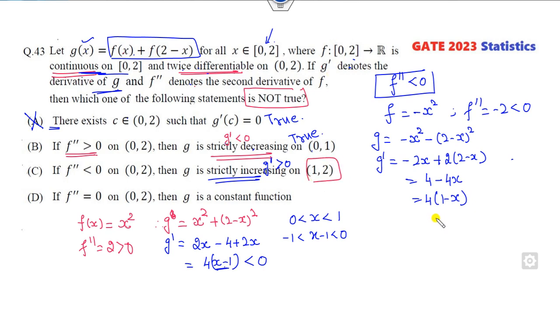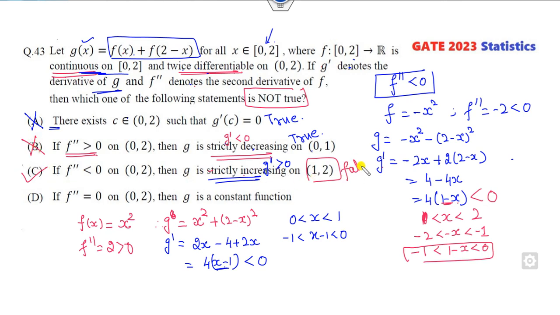Now your target is to check in the interval 1 to 2. When x lies between here, minus x lies between this. When you add 1 on both sides, you can see this number is negative, so it is less than 0. That means g is decreasing. So this statement is the false statement.